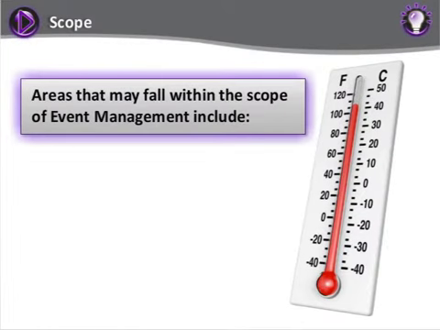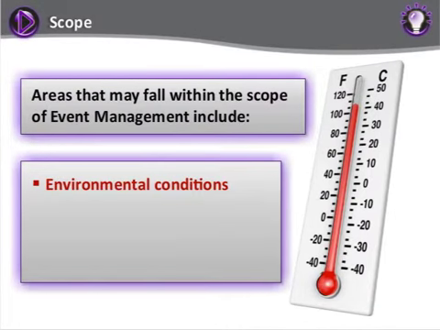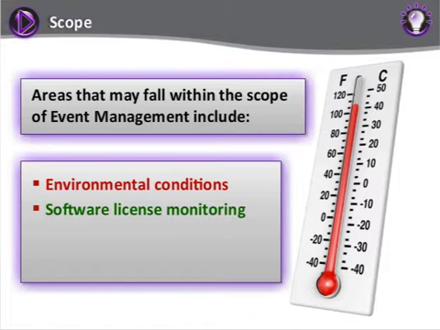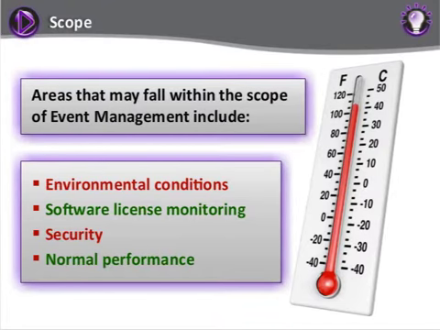You can see some of the areas that fall within the scope of event management here. They include environmental conditions, for example, air conditioning or fire detection. Software license monitoring, for usage and against number of licenses procured. Security, such as intrusion alerts. And normal activity, to check services are performing as required.